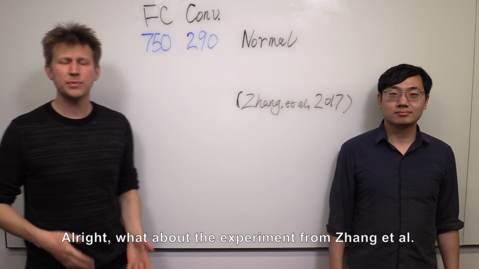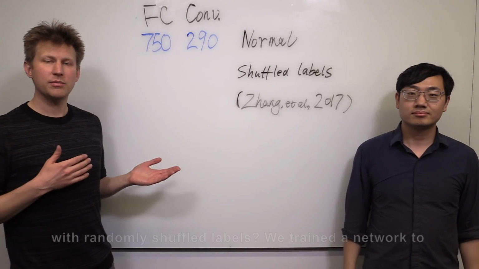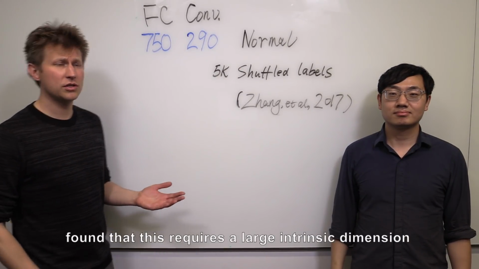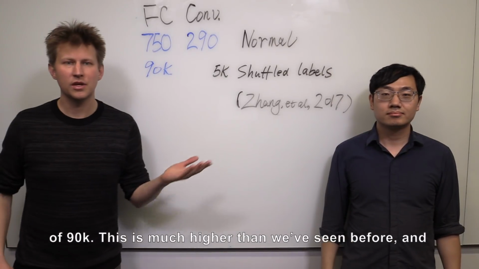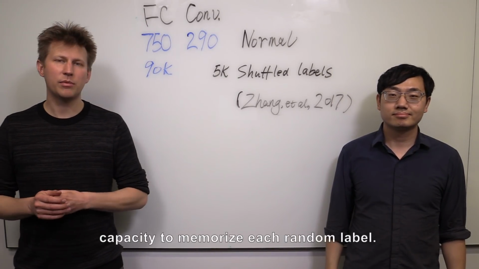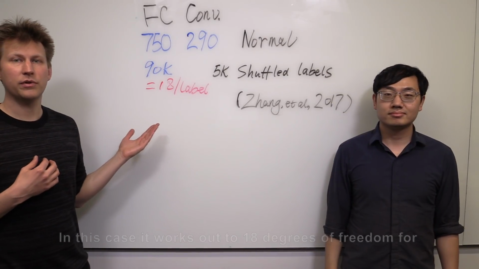Alright, so what about the experiment from Zhang et al. with randomly shuffled labels? We trained a network to memorize 5,000 randomly shuffled labels, and we found this requires a very large intrinsic dimension of 90K. So this is much higher than we've seen before, and it reflects the fact that the network needs a lot of capacity to memorize each random label. In this case, it works out to 18 degrees of freedom for each label.